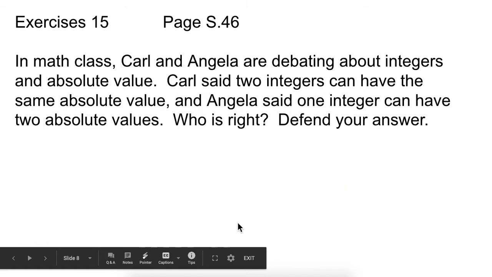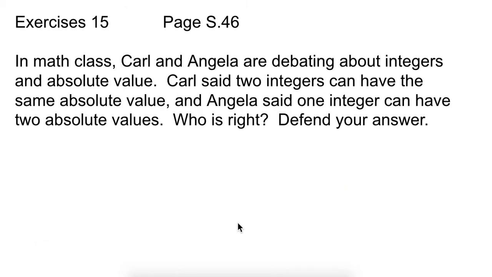All right, in math class, Carla and Angela are debating about integers and absolute value. Carla said 2 integers can have the same absolute value, and Angela said 1 integer can have 2 absolute values. Who is right? Defend your answer. So what do you guys think? Is Carla right? Two integers can have the same absolute value. Is that right? What do you guys think?